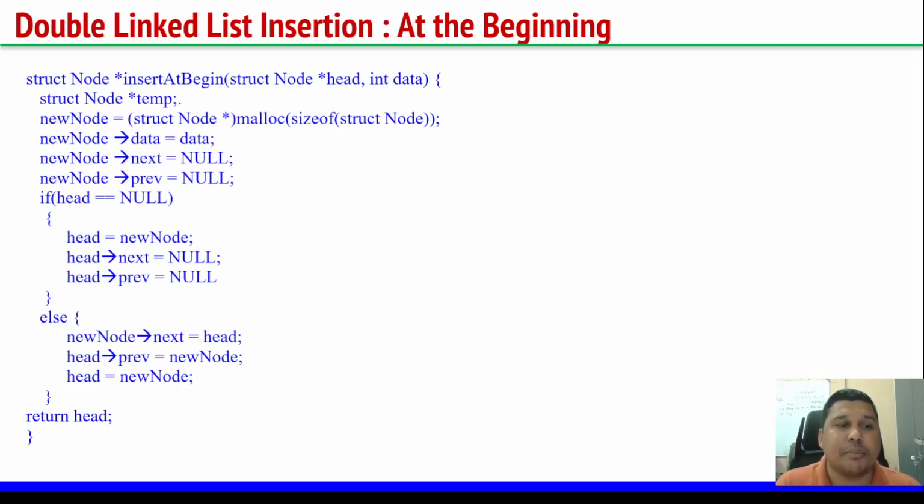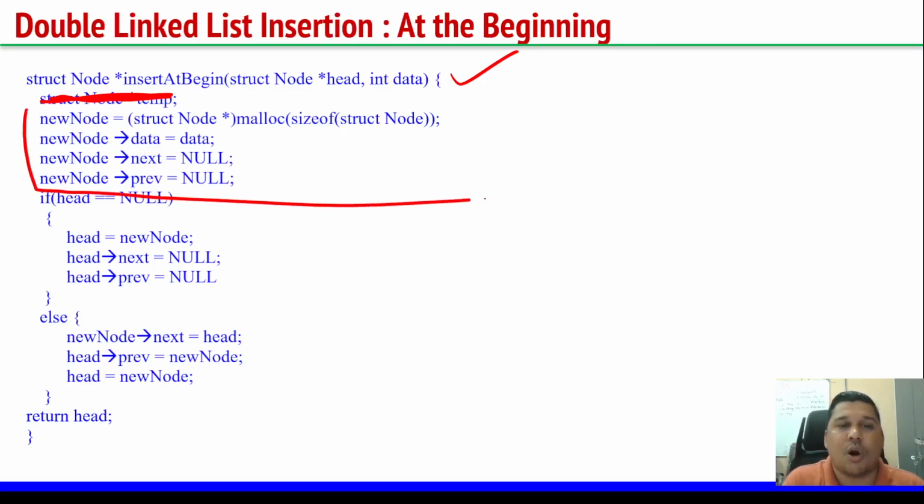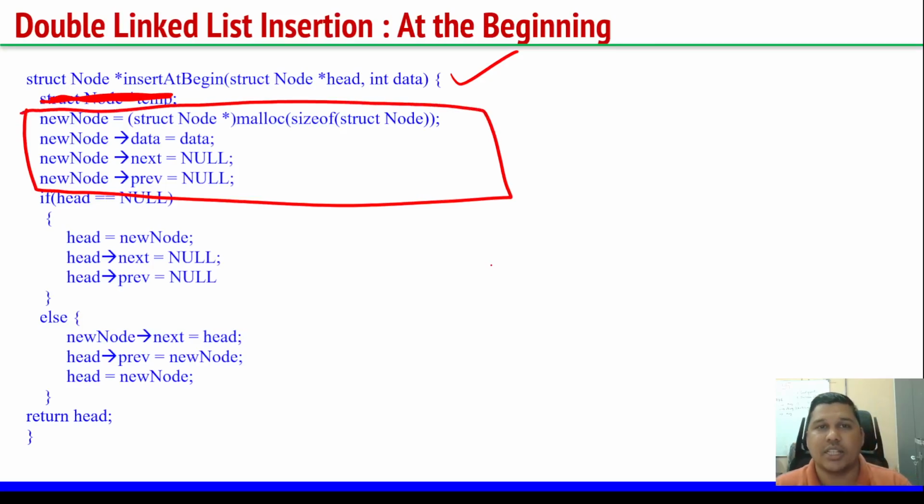So I am creating a temporary pointer. Temporary is not required, this is maybe a wrong statement, this line is not at all required here. So you write this function. These 4 fixed steps will be there in all the operations of double linked list creation, whether you are inserting at the beginning, at the end, or at any location. These 4 points are common.